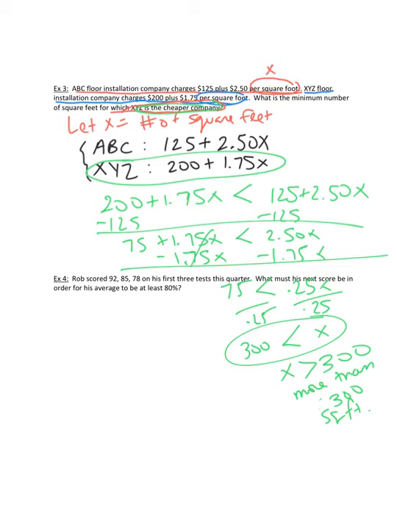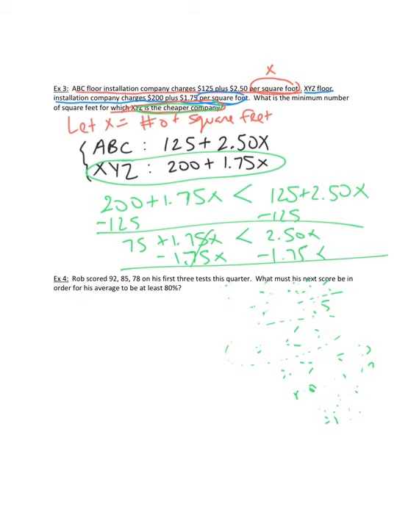And another type of problem you'll see are these average questions, which is example 4. The average questions ask you, if you've gotten certain scores on the first couple of exams, what score do you need for your next exam in order to get a particular average? So I'm going to erase this so I can get into this problem. Rob scored 92, 85, 78 on his first 3 tests this quarter. What must be his next score in order for his average to be at least 80?